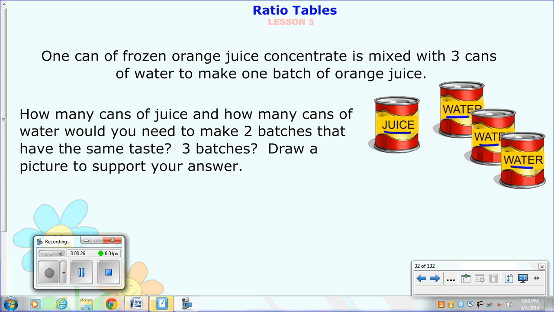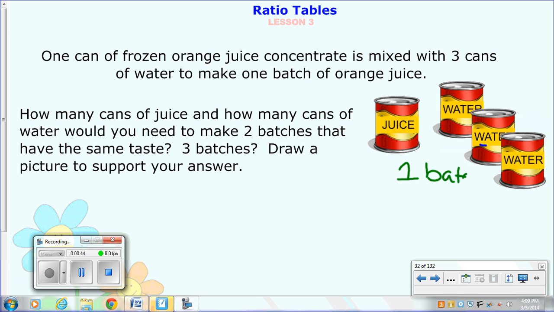So now it says how many cans of juice and how many cans of water would you need to make 2 batches that have the same taste? 3 batches. Draw a picture to support your answer. Well, to start this one off, we could draw a picture as it says. Here's for 1 batch, right up here.